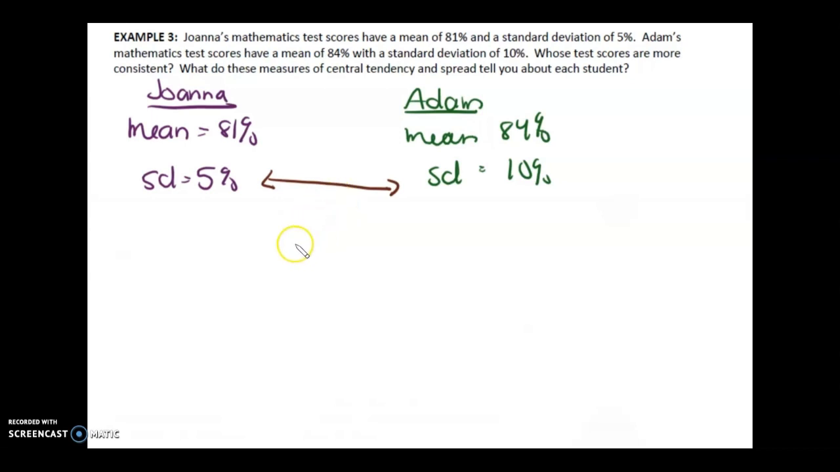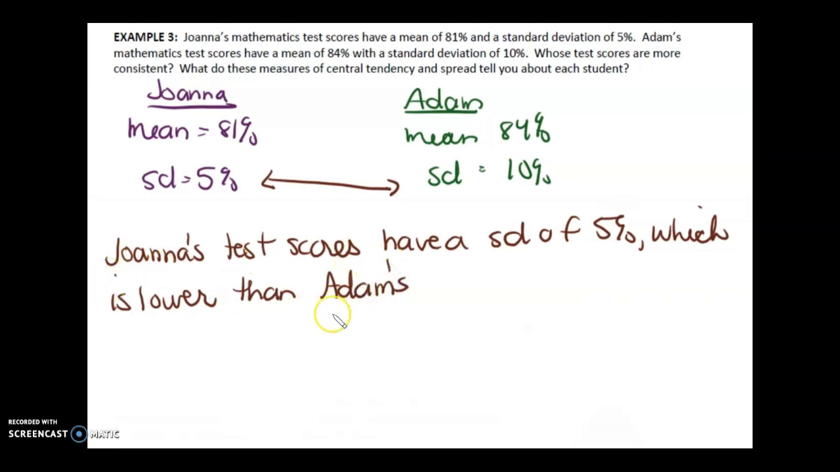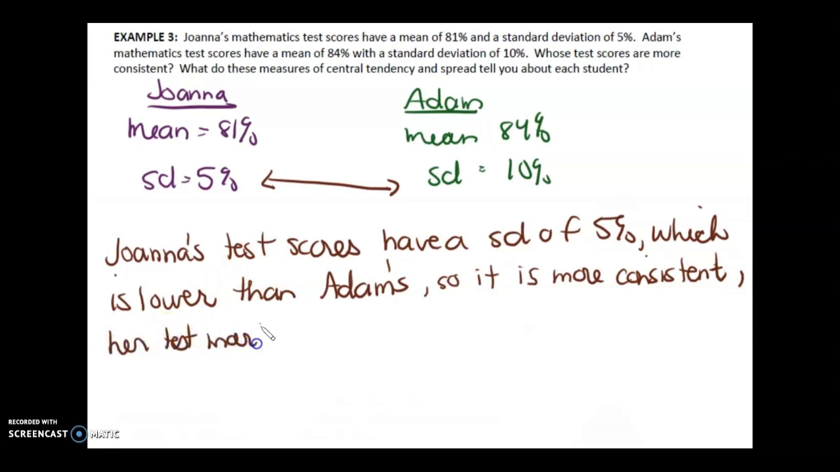Okay, so let's compare the standard deviations. Which one is less? Joanna's test scores have a standard deviation of 5%, which is lower than Adam's, right? Because we want to compare. So when we compare, we have to talk about the other one, whatever we're comparing to. So it is more consistent. If you think about it, her test marks are clustered closer to her mean.